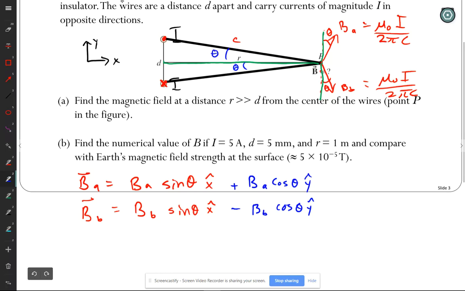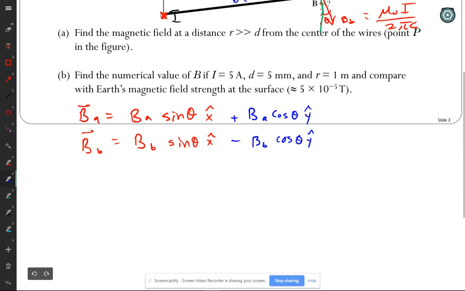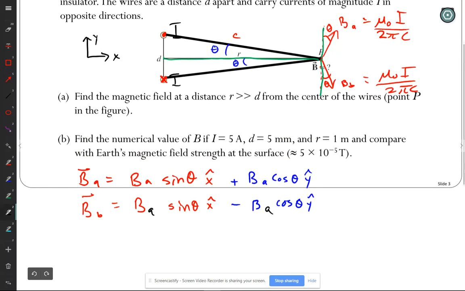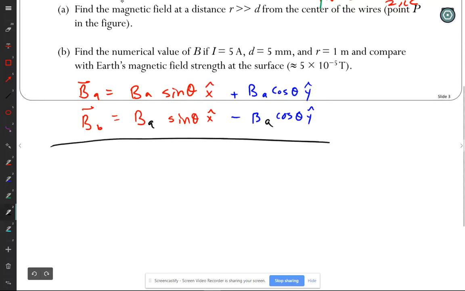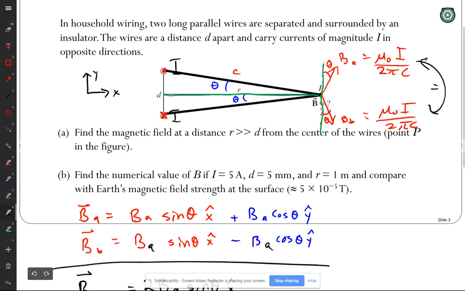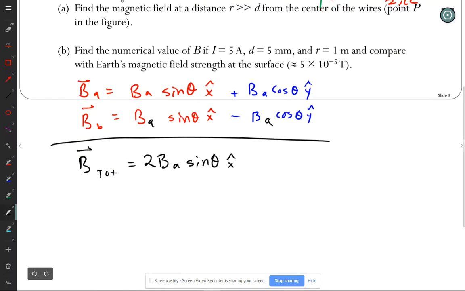Now, BA and BB have the same magnitudes, so I'm going to go ahead and replace my BBs with BAs in this equation, because these two are equal to each other. And so if I add these up, the total magnetic field is equal to 2 BA sine theta in the x direction plus 0 in the y direction. Now I'm pretty much done, except I don't have it in terms of R and D. So let's figure out what sine theta is.